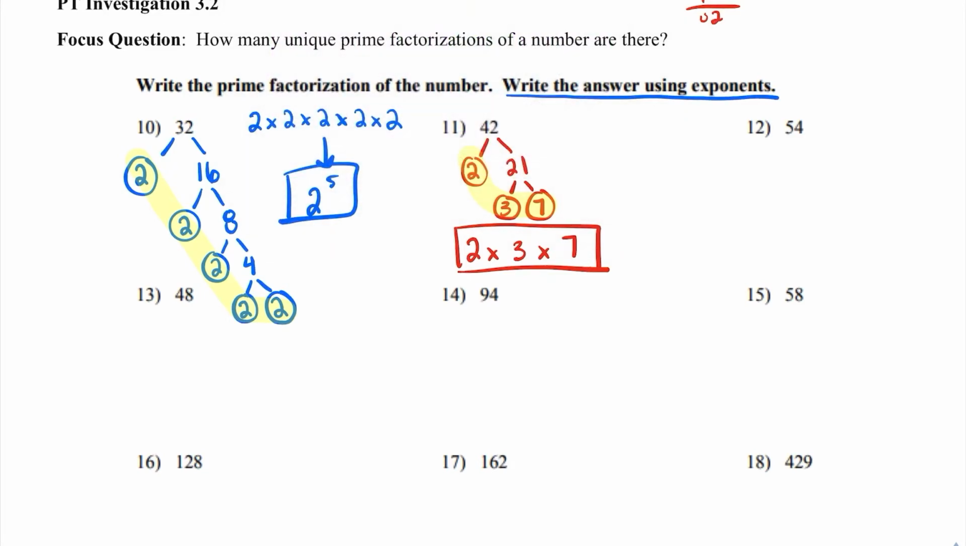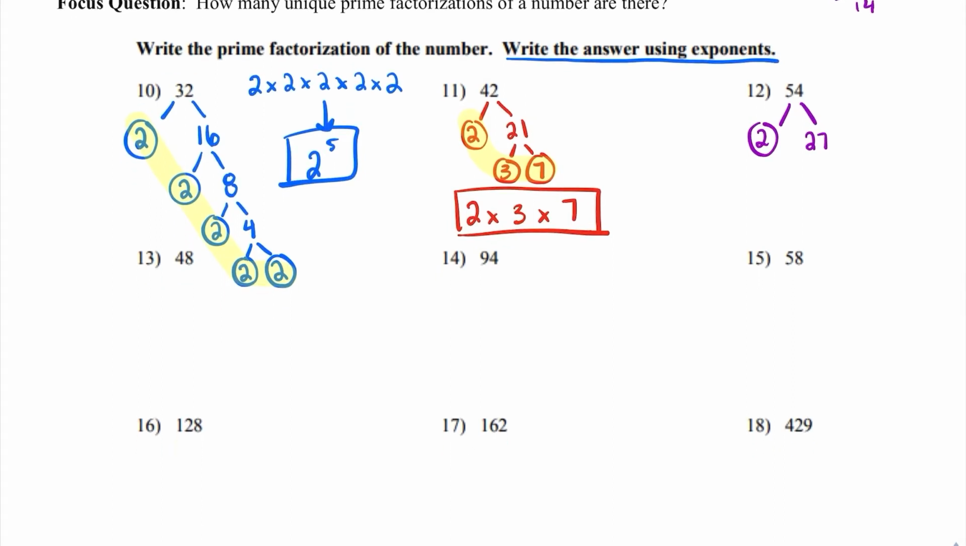Okay, let's keep going. Let's try another one. 54. So is 54 even? Yes, it is. So therefore, the smallest prime factor is 2. Now 2 times what gives you 54? Well, let's check it. That goes in 2 times. So that's 4. 2 goes into 14, 7 times. There we go. And then the companion factor there is 27.